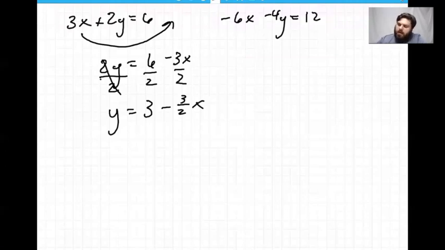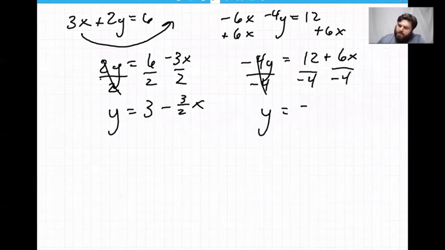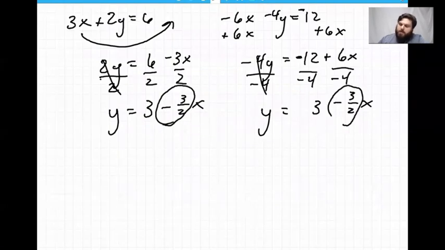Do the same thing here. Okay, I'm going to add my 6x over to both sides. Negative 4y equals 12 plus 6x. Okay, divide everything by negative 4. I get y equals negative 3 minus 3/2 x. All right, so real quick, I meant to put negative 12 here. So if you change that to a negative, all that does is make this a positive 3. Okay, so it looks like these are parallel, right? If we look at the slopes, they appear to be the same.